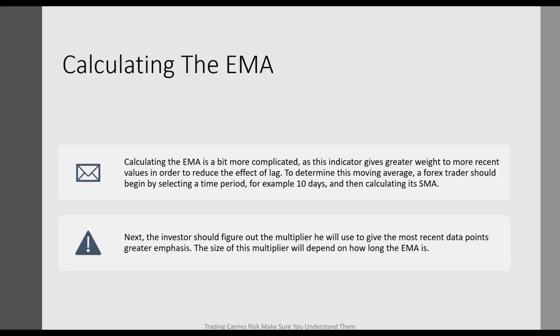So an EMA, calculating the EMA is a bit more complicated as this indicator gives greater weight to more recent values in order to reduce the lag effect. To determine this moving average, a trader should begin by selecting the time period. Now right now we're talking about a 10 period or 10-day time frame. And then we have to calculate its SMA.